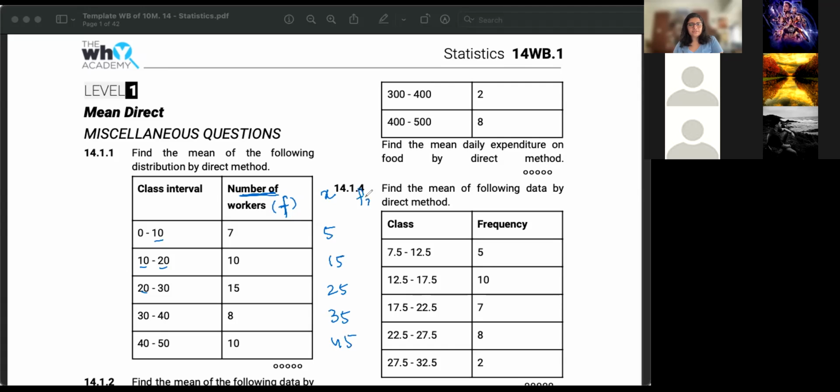In the formula you need fi xi. So make a column for fi xi also. fi xi is nothing but the product of f and x. So whatever f is here, multiply it with the x. So 7 into 5 is 35, 10 into 15, 15 into 25, and so on. Multiply each one.